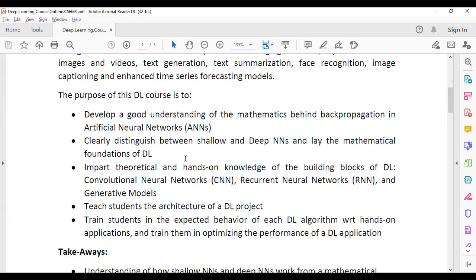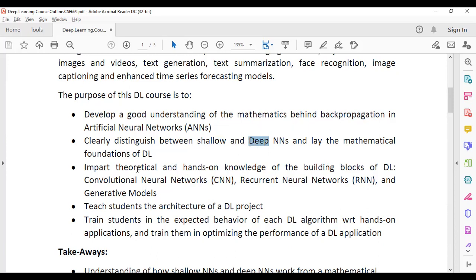The purpose is to help you develop a good understanding of the mathematics behind the artificial neural networks, which primarily includes the backpropagation algorithm and the feed forward mechanism. So you just have to understand some vector notation, and then you have to understand how the backpropagation works. You must distinguish between the shallow, that is the multi-layer perceptron, and deep neural networks.